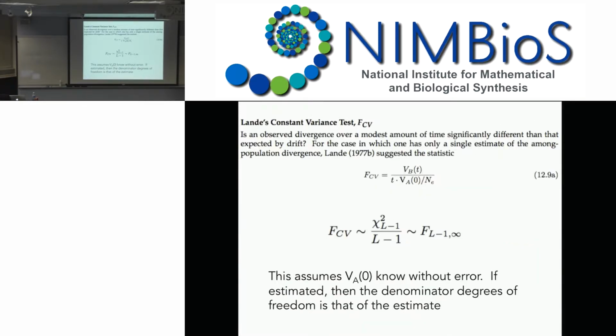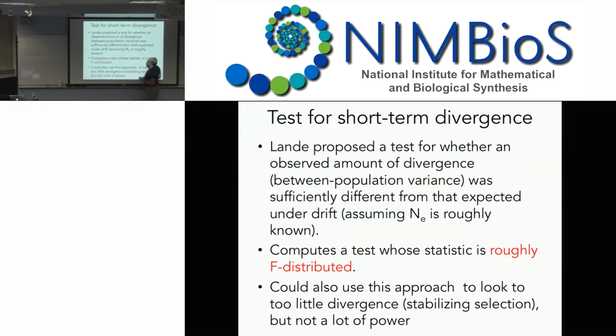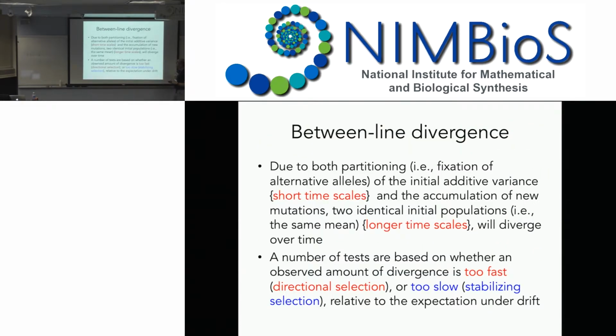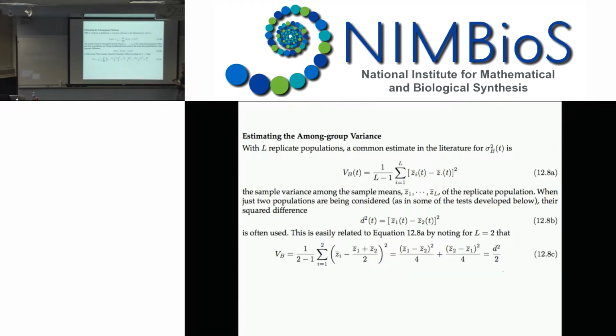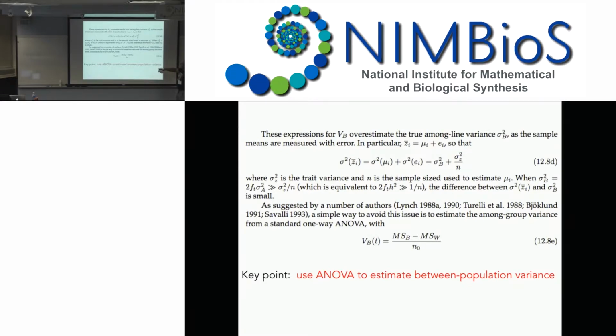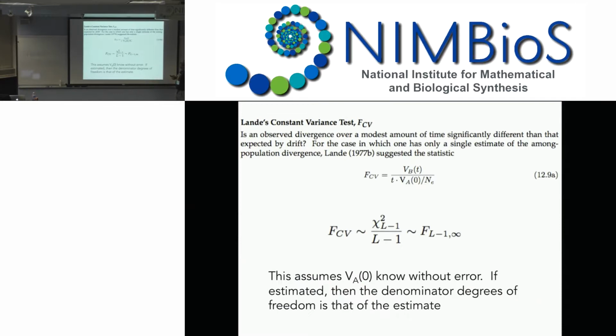And basically, here's the idea. This is called the constant variance test, Lande 1977b. So what I observe, VBT, is the observed between line divergence. For L populations, it's given by this expression here. That turns out to be chi-square with L minus 1 degrees of freedom. So that's the observed between lines.